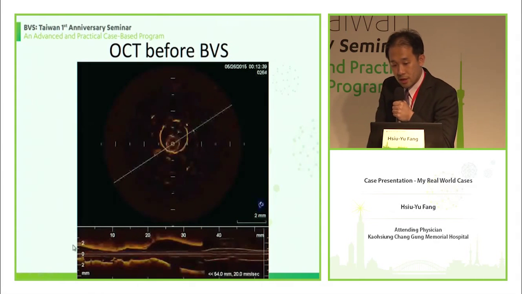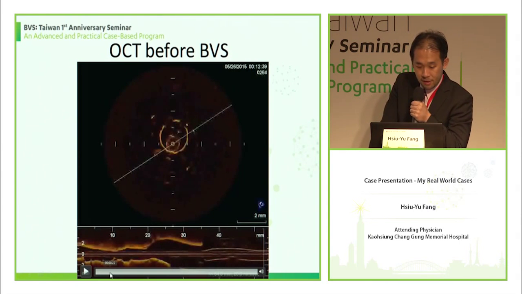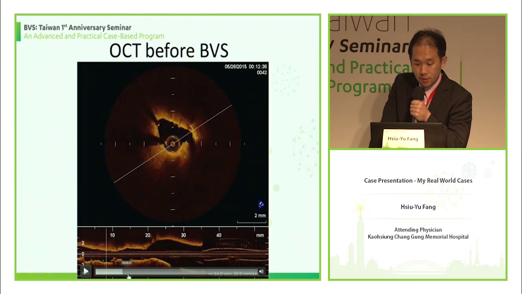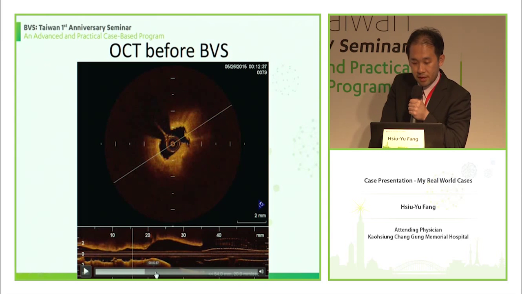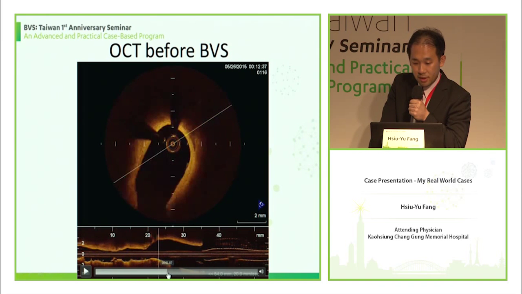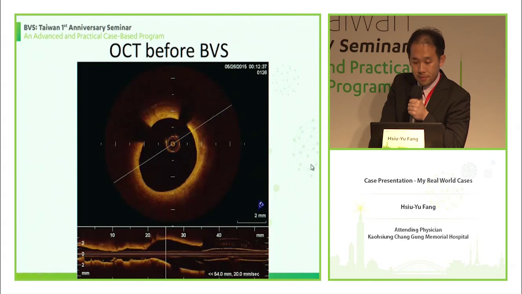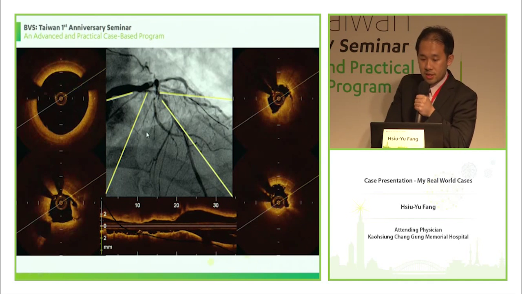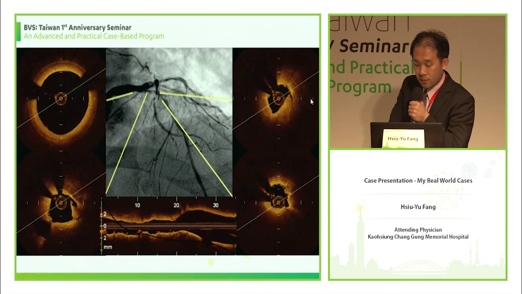This is the OCT after the balloon dilatation before the stent deployment. You can see the heavy thrombus burden, and this is vulnerable plaque with a heavy plaque burden, almost at the lumen. So on the next slide, you can see the lesion with heavy thrombus burden.